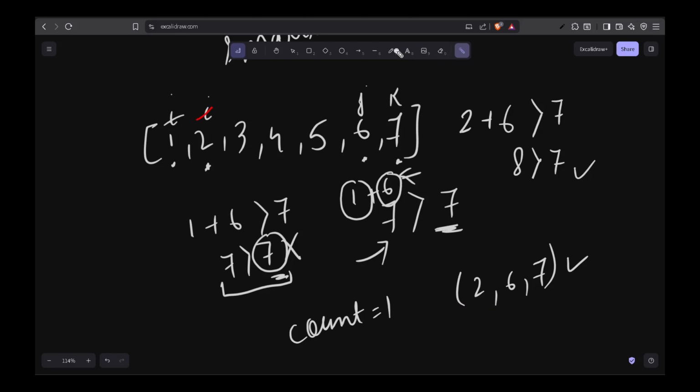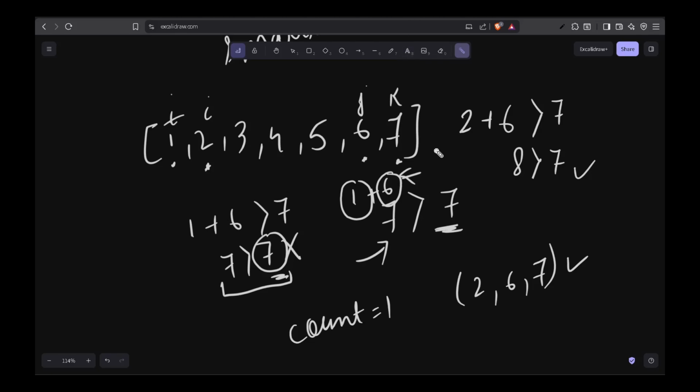Now if we keep on moving i forward, i will keep on getting bigger and the sum will also get bigger. So that means for every i from this point onwards till it reaches j, basically before j, till 5, this all is a valid pair, right? All these are a valid combination.